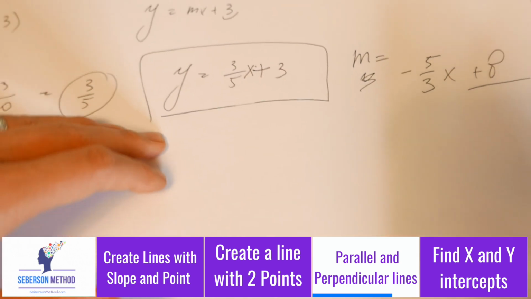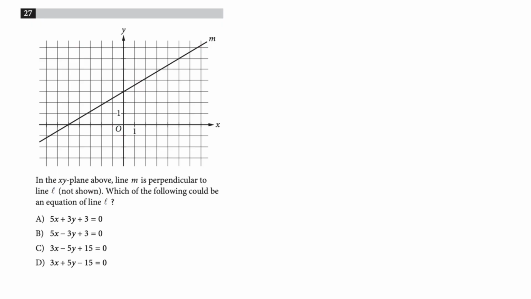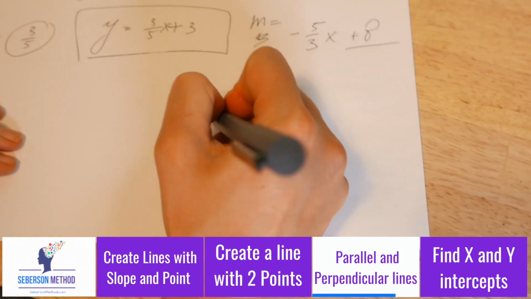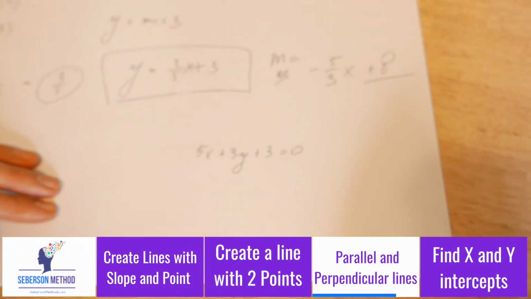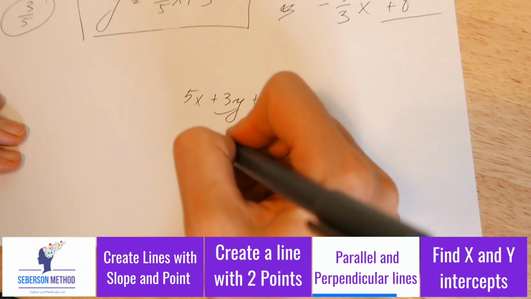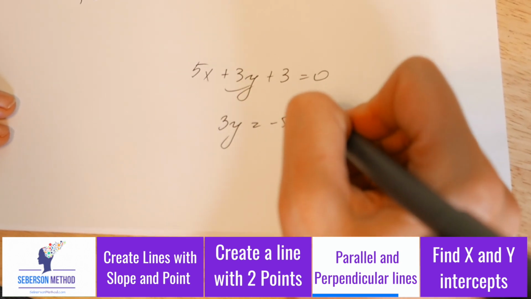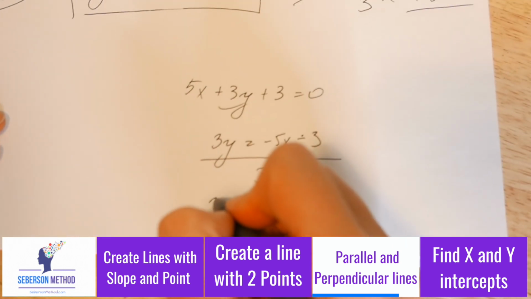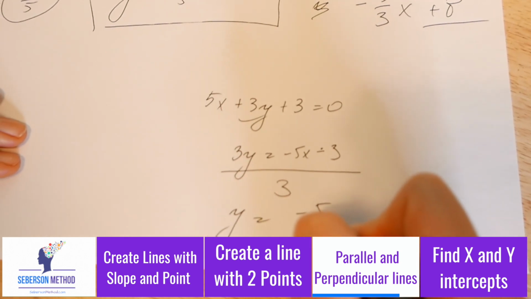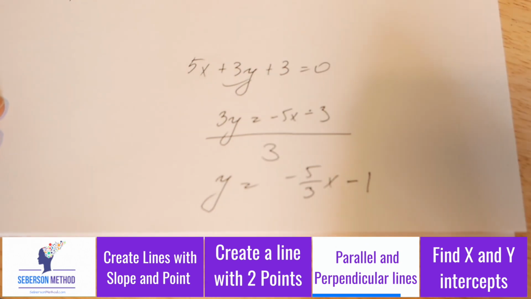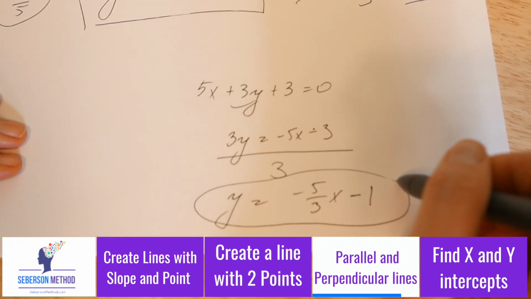Okay, let's take a look at the answer choices. None of these answer choices are in a classical slope-intercept form, so we need to turn them into the slope-intercept form. Let's start with A. 5x plus 3y plus 3 equals 0. How do we isolate y and leave it by itself? 3y equals negative 5x minus 3. Then we're going to divide everything by 3. We'll have y equals negative 5/3 x minus 1.